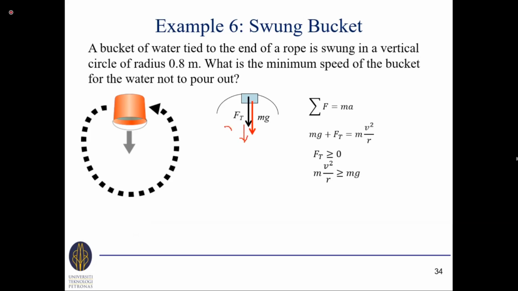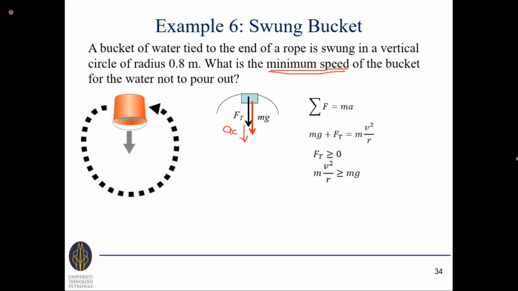So in other words, if the direction of the centripetal acceleration is downward, your forces downward will be taken as positive. So starting from F equals ma, we know that both forces are downward. Then you will have mg plus tension equals mv squared over r. Since we want to find the minimum speed, the condition will be the same as how you find the minimum speed of the roller coaster.